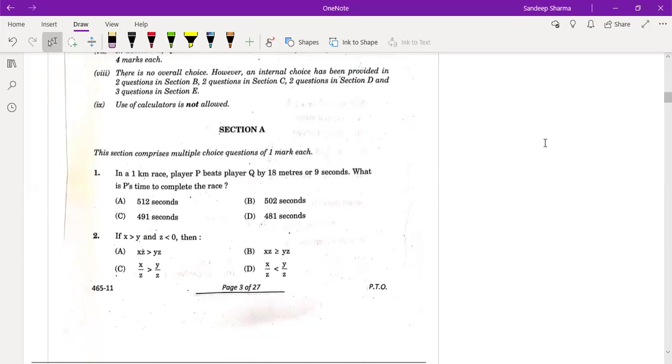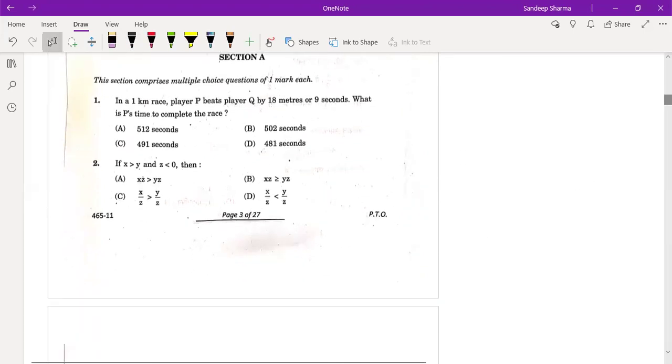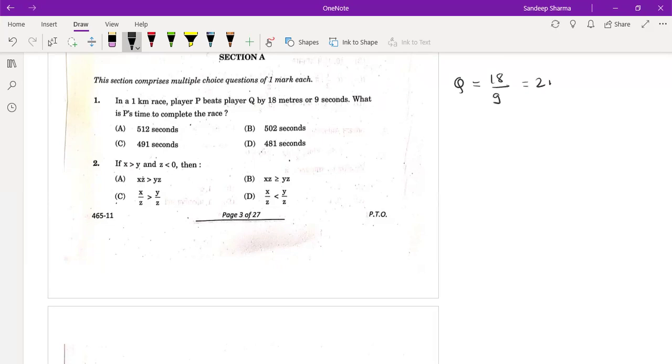So the first question which we have here is, in a 1 kilometer race, player P beats player Q by 18 meter or 9 second. Now see, information is given regarding Q. So Q speed we can find out from here. Q speed will be 18 by 9, that is 2 meter per second. Okay. So time taken by Q to complete the race will be nothing but, it's a 1000-meter race, so 1000 by 2. So it is 500 second.